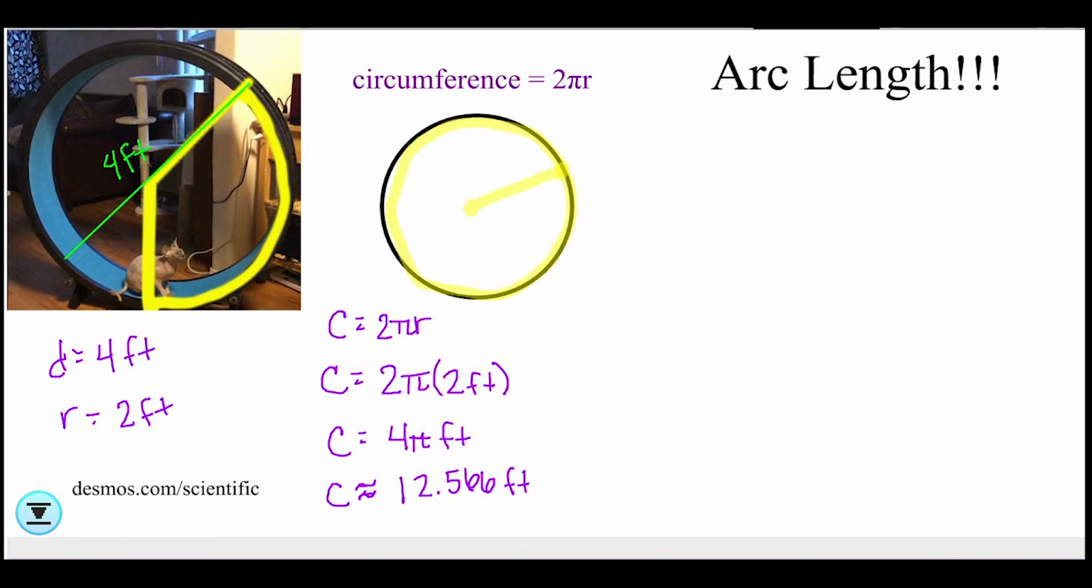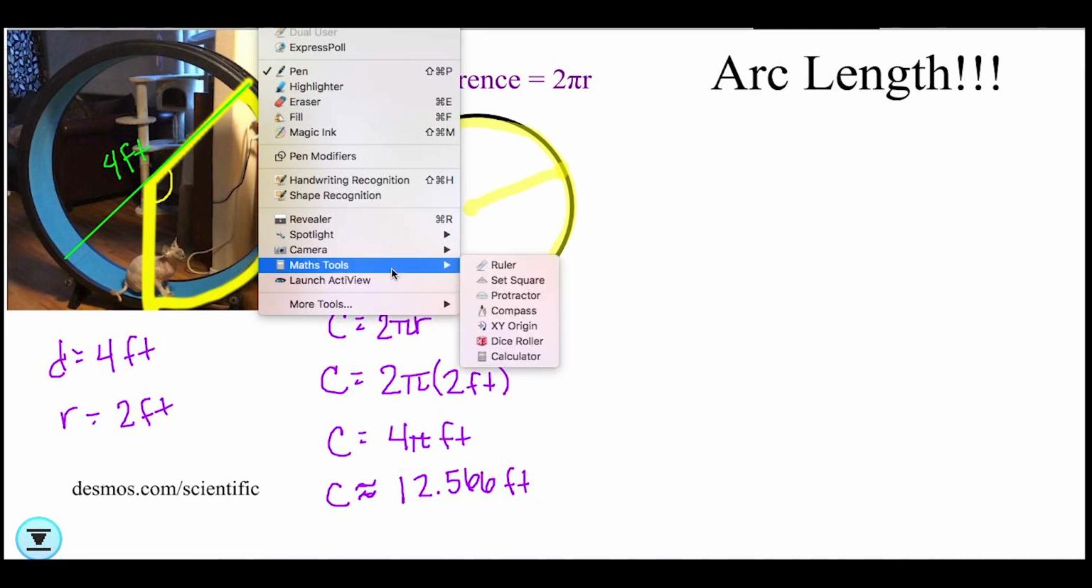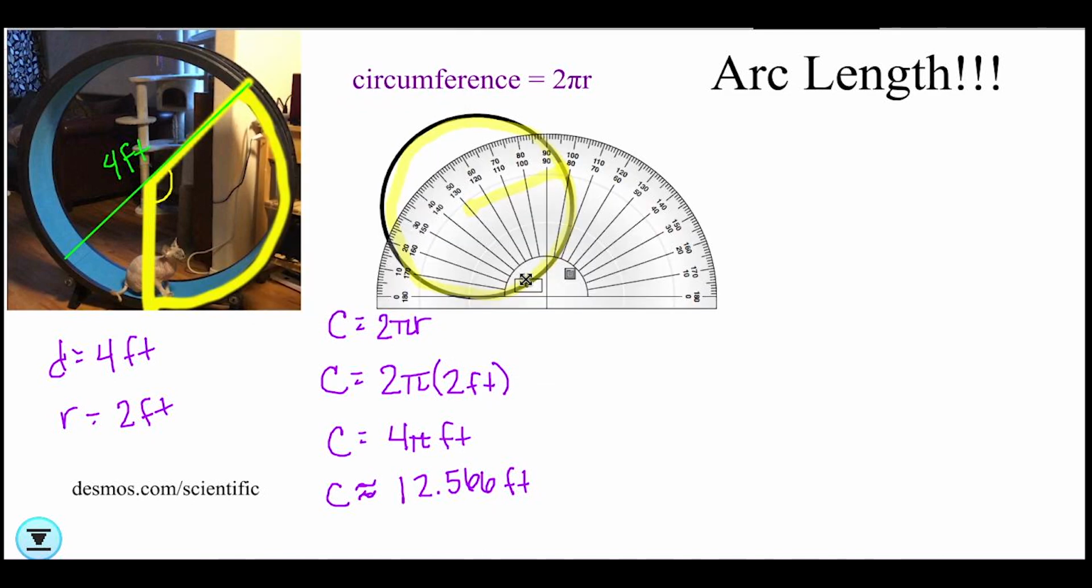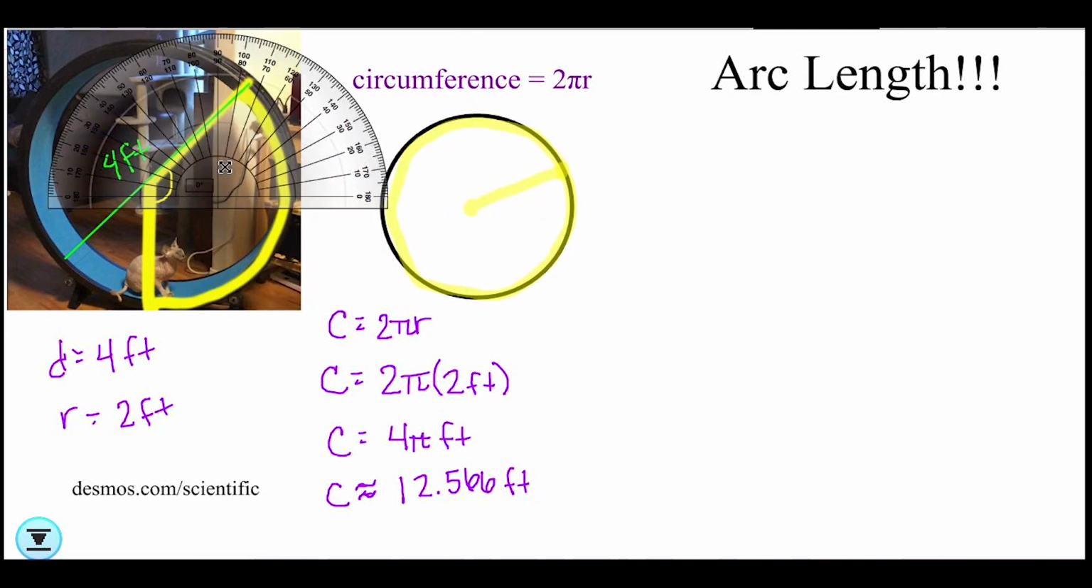So notice if she did a full rotation, that would have been a 360-degree rotation. But she only did part of it. So really what I need to do is figure out the measurement of this central angle. How many degrees did she actually walk? So to do that, I'll need to get out one of my math tools, my protractor. It's been a while since we've used this.